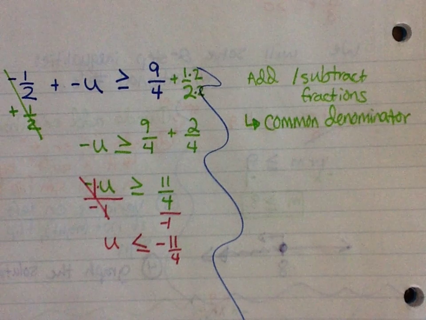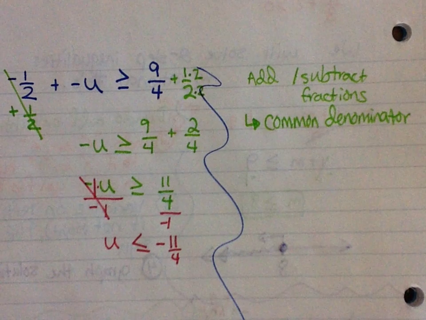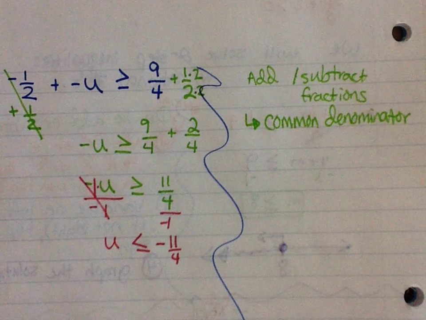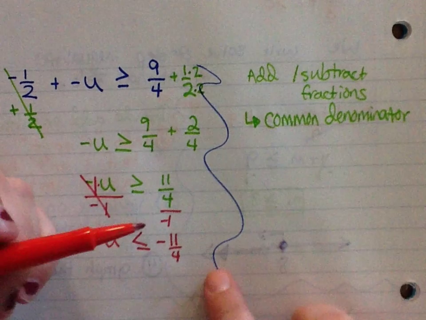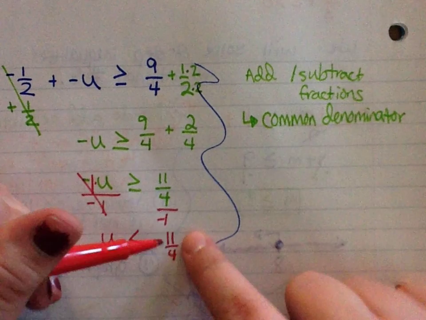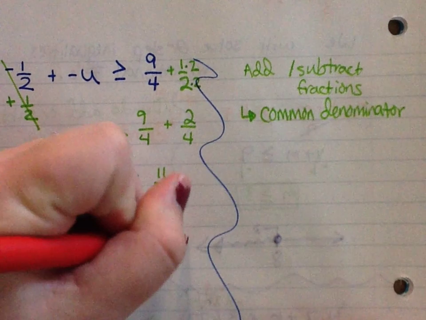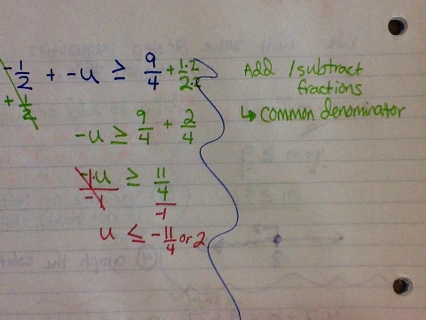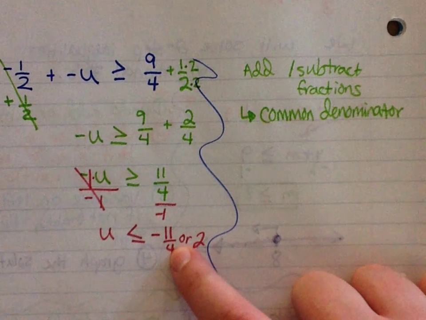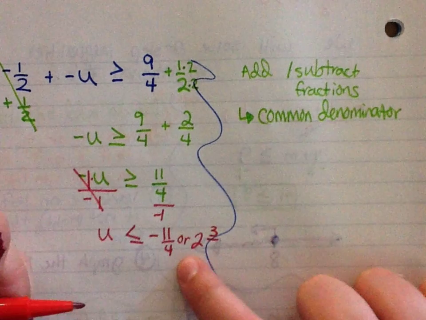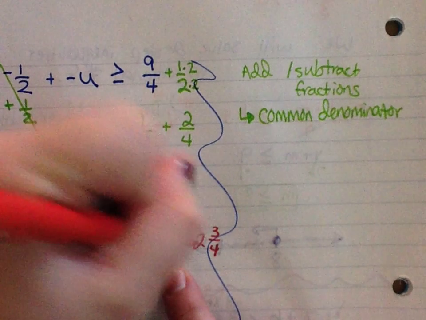Now, how could I make 11/4 into a different number so I can know how to graph it? How do I change it into a mixed number so I know how to graph it? As I look at this, how many times does 4 go into 11? 2 times, right? How much is left over? 4 times 2 is 8. What's 11 minus 8? 3. 3 out of what's my denominator here? 4. Negative 11/4 is the same as negative 2 3/4.